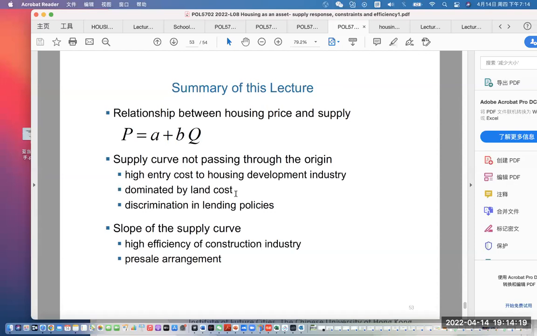And then the supply curve not passing through the origin. Firstly, the high entry cost of the housing development industry. Secondly, it's dominated by the land cost, right? Thirdly, we have to really look into the discrimination in lending policy in some scenarios and conditions. And for the slope of the supply curve, we have two notes. The first point is that they would have high efficiency of the construction industry, and they would have the pre-sale arrangement to determine the slope of the supply curve.